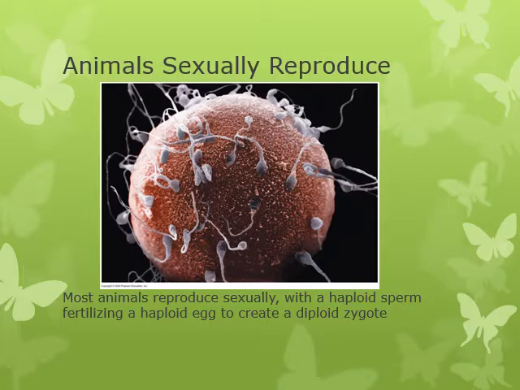Animals reproduce sexually. That means they have a haploid system where they produce gametes, and those two gametes come together to form a diploid zygote.